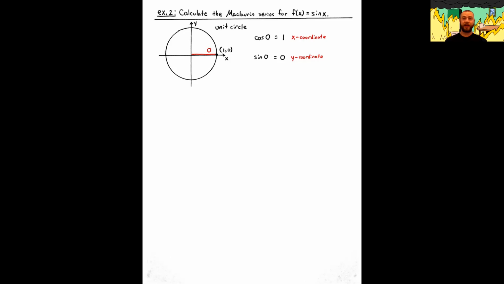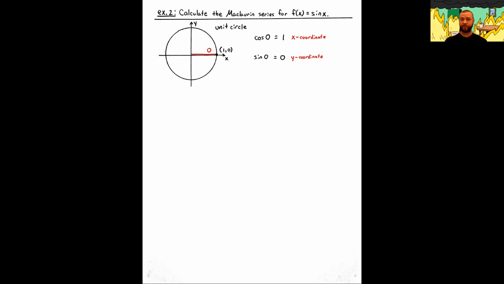So we have there in red the angle 0 radians, which corresponds to the point on the unit circle (1, 0). And recalling from the last time you covered this, maybe back in pre-calc, cosine values come from the x-coordinate, sine values come from the y-coordinate. So we have cosine of 0 as 1, sine of 0 equals 0. And again, we're working in radians.